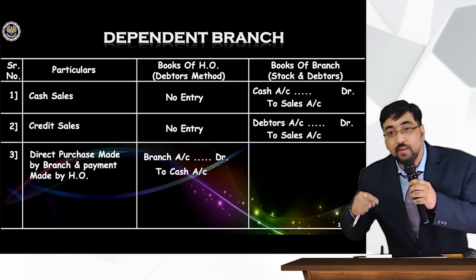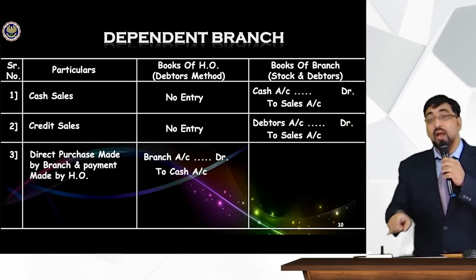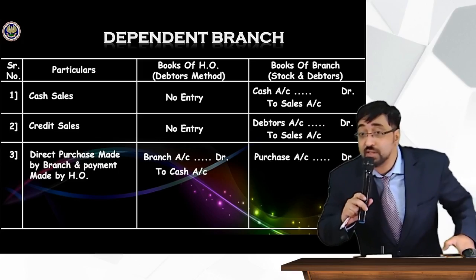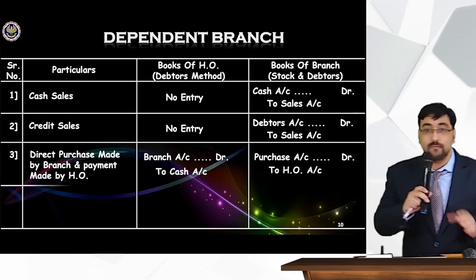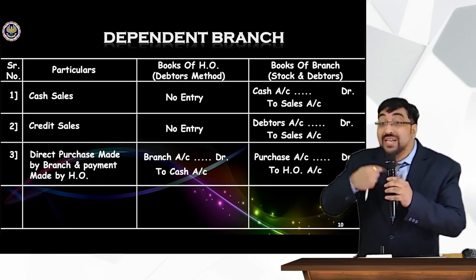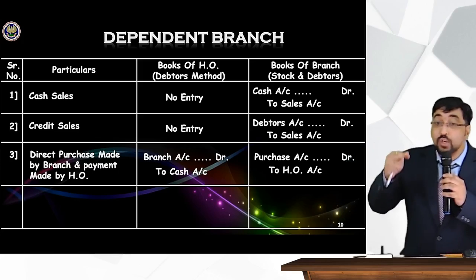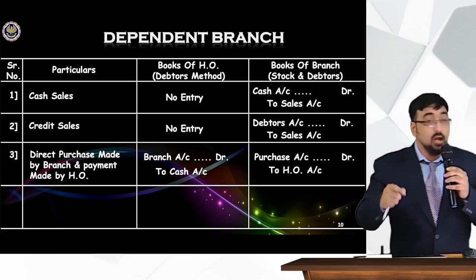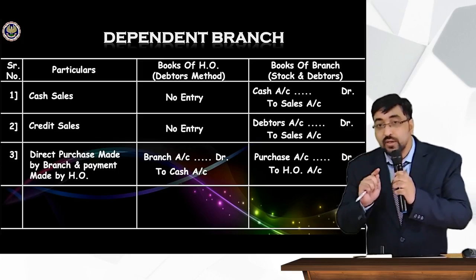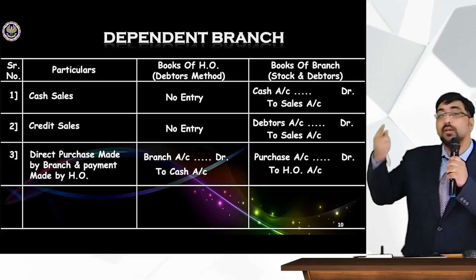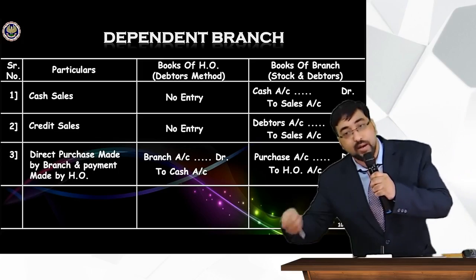So entry in HO books will be branch account debit to cash account, and in branch books it will be purchases account debit to head office account. You can see here for branch HO is a creditor, and for HO branch is a debtor. So this is the basic difference between the two. Remember all these inter-unit transactions: direct purchases made by branch and payment made by HO.